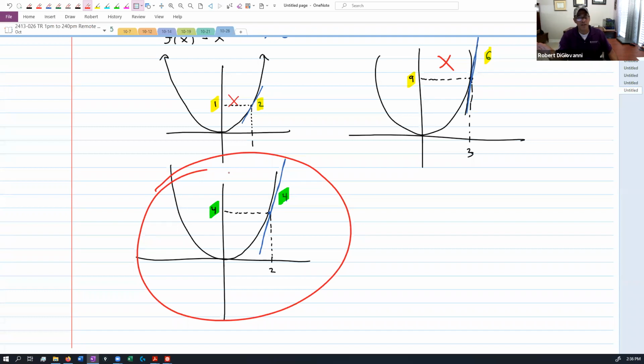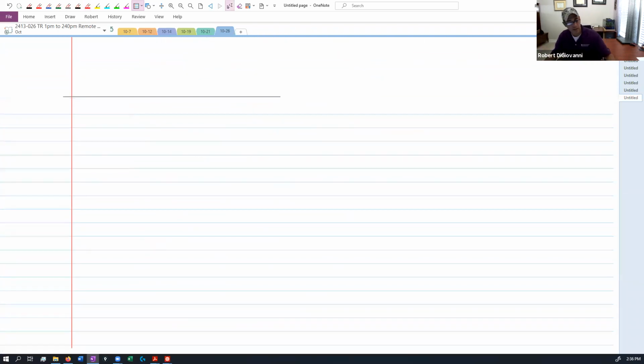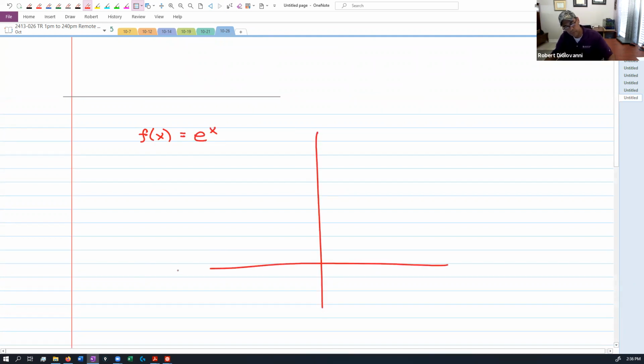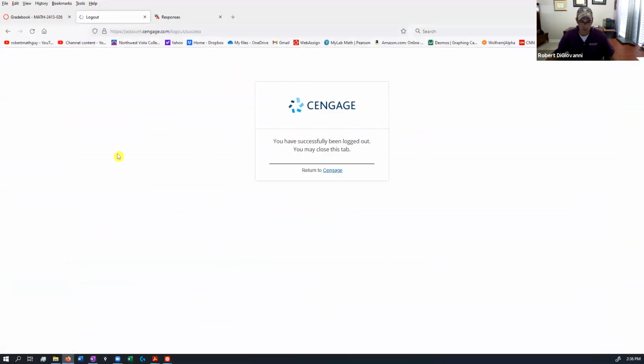Nothing else does it. So if you take the graph of e to the x and you graph it, well, let's do it nice. Let's do a real graph.